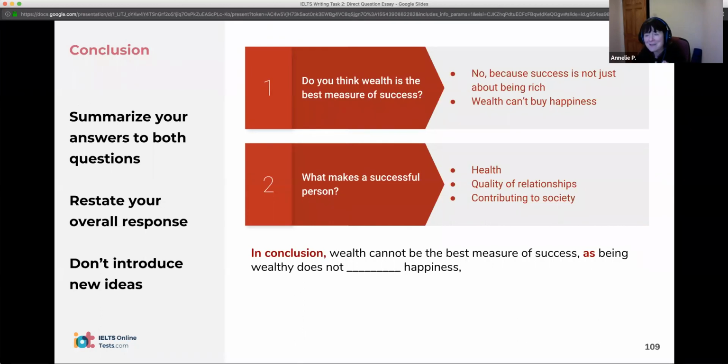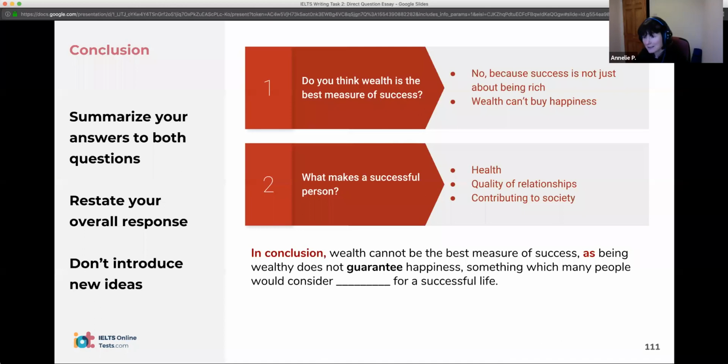"Guarantee" or "buy", okay, or "bring" or "define". That's very, very good. Some great language here. We've gone for "guarantee". Okay, "happiness", something, so related back to the happiness which many people would consider essential, vital, crucial, or key, a prerequisite, Francis, very nice, critical, really, really good. We've gone for "necessary", but all of those are really good ways that you could do that.